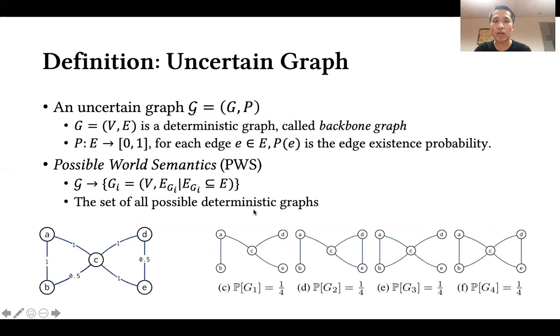Here we give the definition of the uncertain graph. An uncertain graph is defined as a pair of G and P. G is the deterministic graph, which we also call the backbone graph, and P assigns each edge a probability to exist. Here we follow the possible world semantics. It means each uncertain graph can be treated as the set of all possible deterministic graphs. In this small example, the edge BC and the edge DE each have a probability of 0.5 to exist. Thus, it can have 4 possible graphs according to the status of edge BC and edge DE.